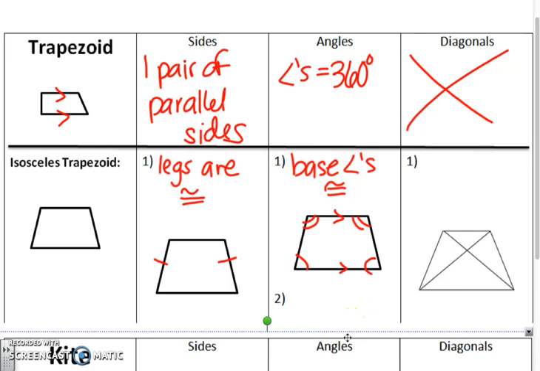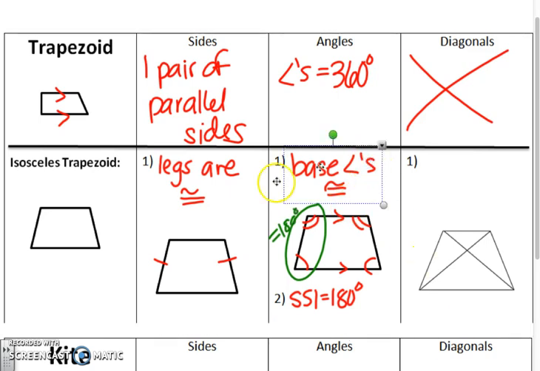Okay, the second thing we know is same side interior angles equal 180. Okay, so again, if you've got parallel lines, you've got same side interior angles. Okay, so it's the two angles that make up one base, and the other base would equal 180. Okay. All right, lastly, we know that the diagonals are congruent.